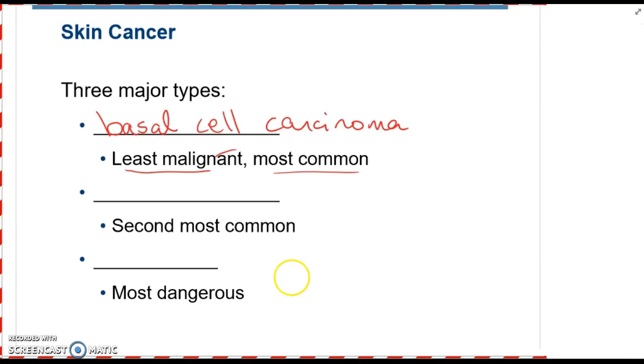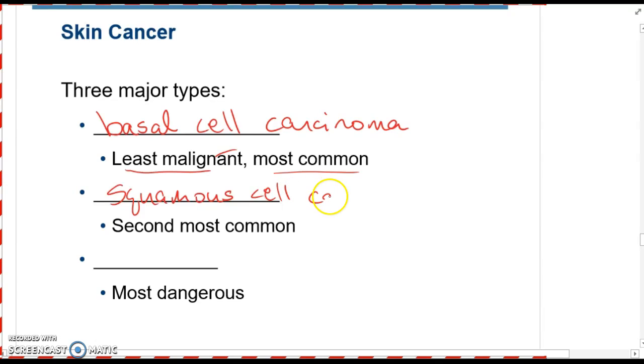The next one is called squamous cell carcinoma.